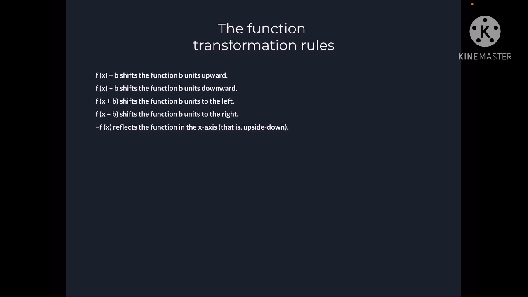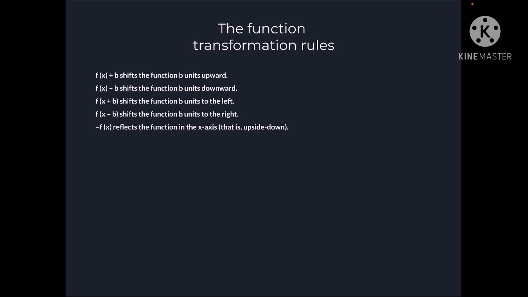If it is the function f of x plus b, the function will shift b units to the left. And if it is f of x minus b, it will shift b units to the right. For example, if it is f of x plus 5, then it will shift 5 units to the left. But if it is f of x minus 5, it will shift 5 units to the right.